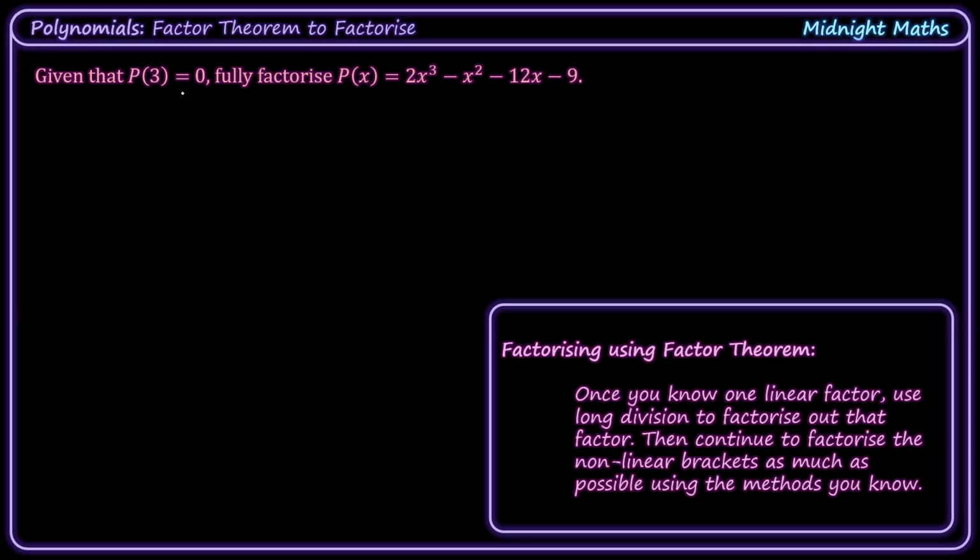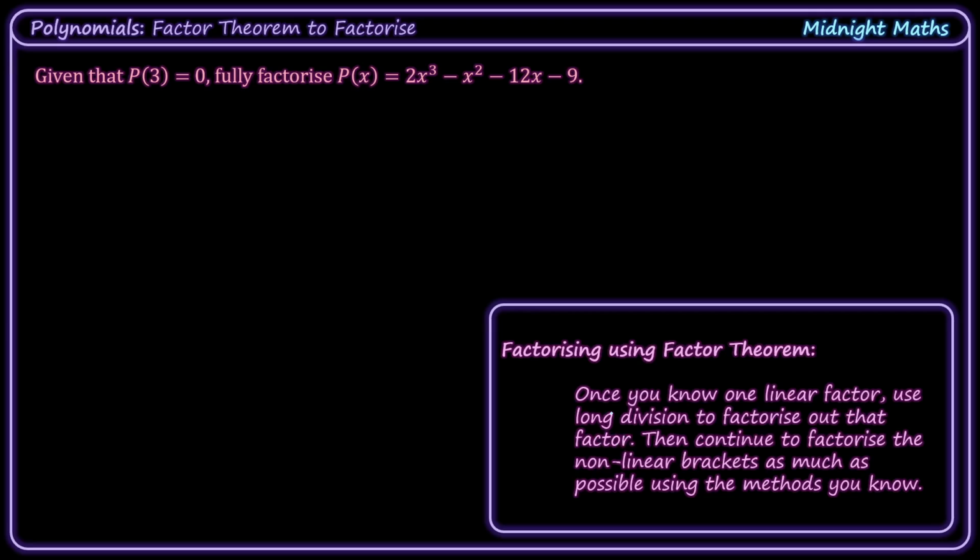Given that p of 3 is equal to 0, fully factorise this polynomial. This is what we've been leading up to. We're now using the factor theorem to help us fully factorise polynomial equations. The way you do this is basically once you know what one linear factor is, you can then use long division to factorise, to factor that divisor out.